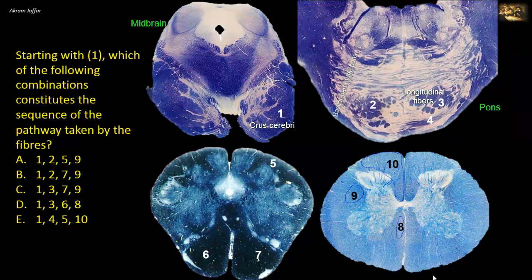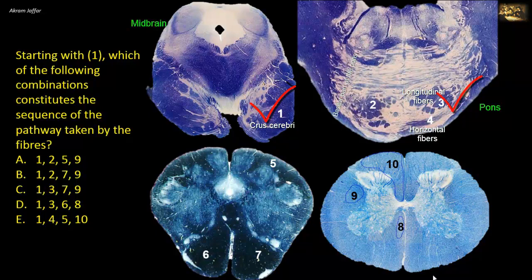So they can be either 2 or 3. Fibers labeled as 4 represent the horizontal pontocerebellar fibers, so they are excluded. The descending fibers do not cross at this level. Therefore, they should continue on the same side as 1, so they continue in 3.